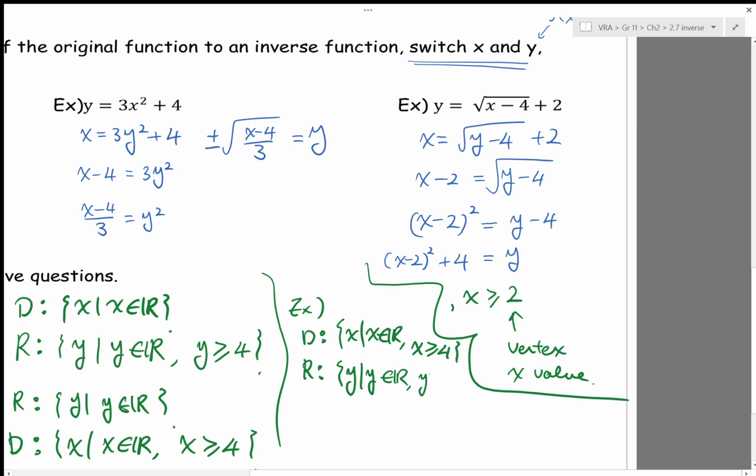and y is greater than or equal to 2. The reason is very simple: the radical part, the square root of x minus 4, cannot be negative. So it can only be 0 and up. Therefore, the smallest possible number y can be is 2, because of 0 plus 2. After that, the radical part becomes bigger and bigger, so your y value becomes bigger and bigger. That's why your range has to be greater than or equal to 2 as the restriction.